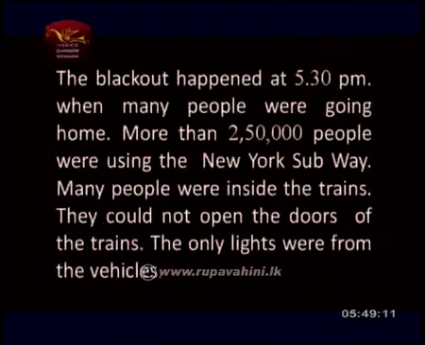The blackout happened at 5:30 p.m. when many people were going home. More than 250,000 people were using the New York subway. Many people were inside the trains. They could not open the doors of the trains. The only lights were from the vehicles. Right. Now, students, you can again identify the simple past tense verbs as well as past continuous tense verbs.